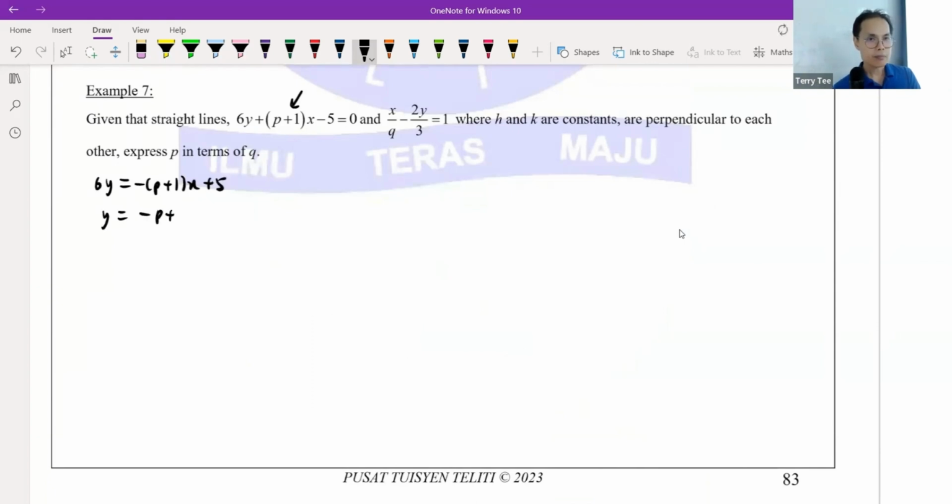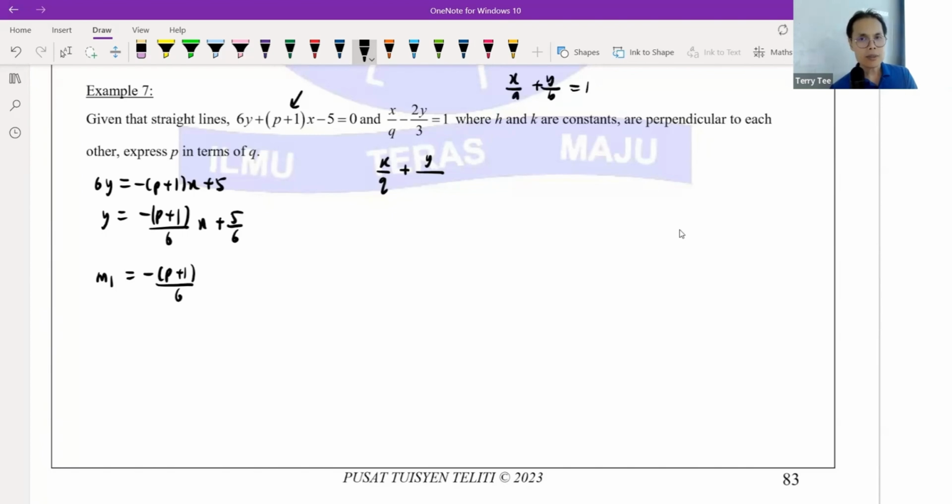This is negative (p plus 1) over 6 x plus 5 over 6. So gradient m1 is negative (p plus 1) over 6. Okay, for the second one, you can choose to use negative y-intercept over x-intercept, but be careful. For negative y-intercept over x-intercept, we call it intercept form. This one, your number one, this must be a plus.